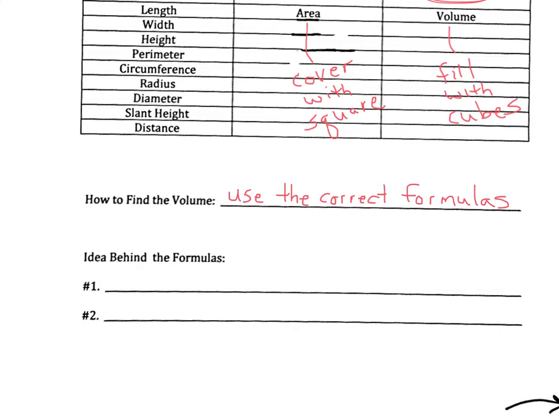Where do these formulas come from? What's the idea behind the formulas? Well, it's really simple. Since we're filling containers, you fill the bottom layer first. Then you just keep repeating that layer by layer by layer by layer. So then you multiply by the number of layers.